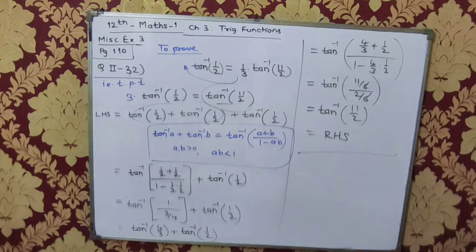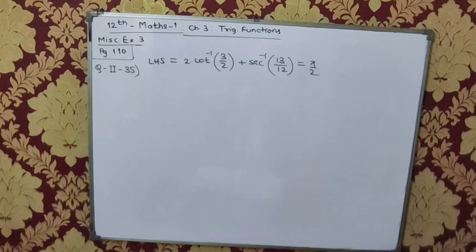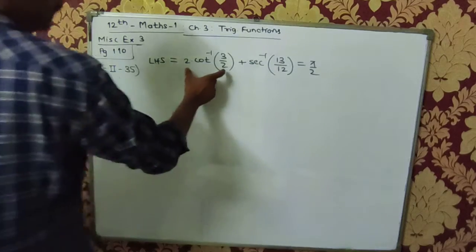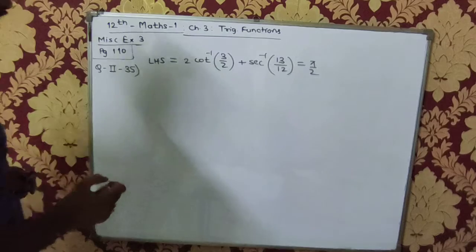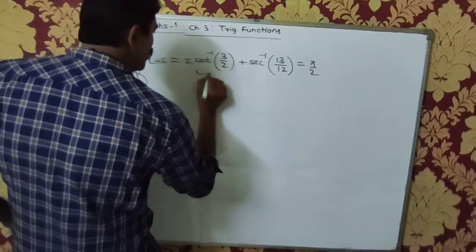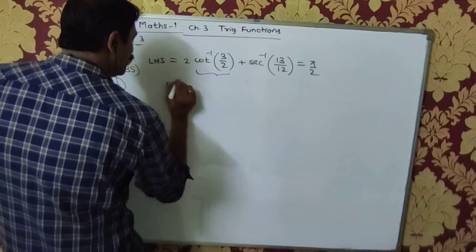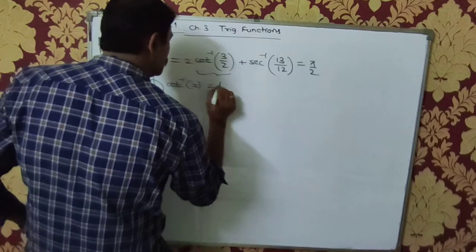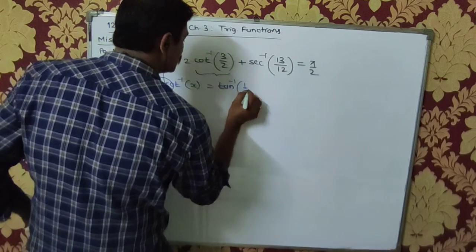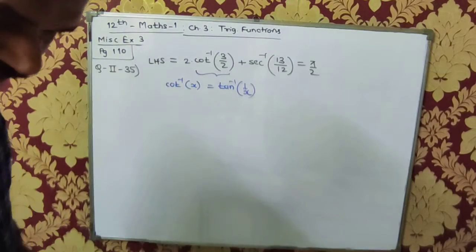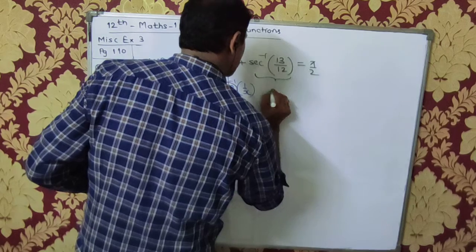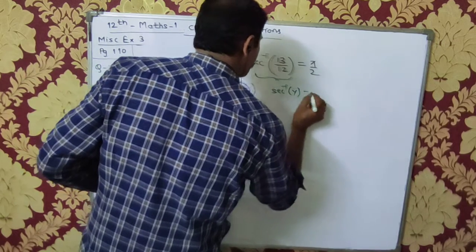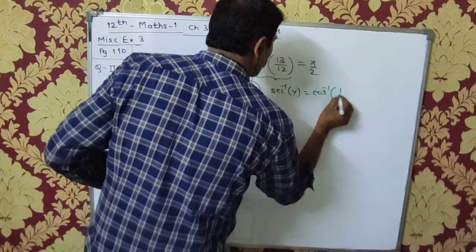Check if it is clear to you all. Okay, let's go for the next question. Question number 35. This is the LHS and RHS is parallel. Now here for cot inverse, you know that cot inverse of x is equal to tan inverse of 1 upon x. Similarly this sec inverse, by the reciprocal relation, sec inverse of y is equal to cos inverse of 1 upon y.